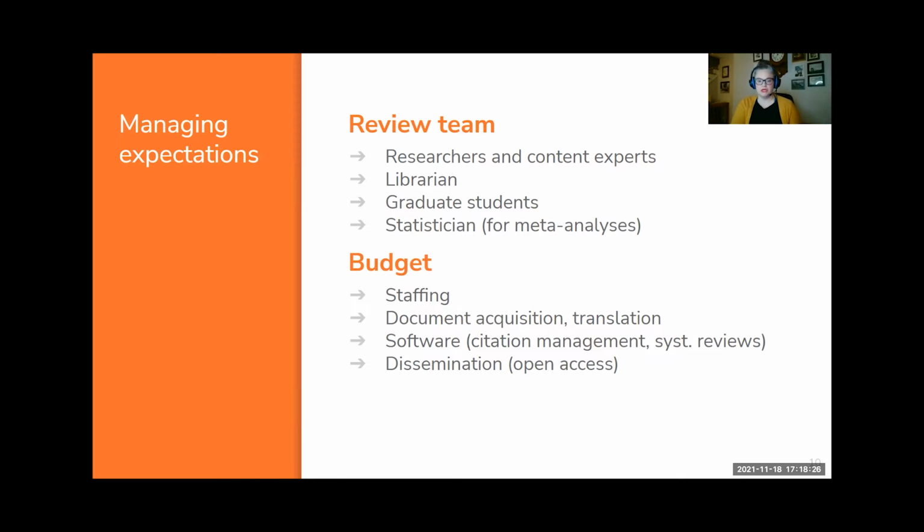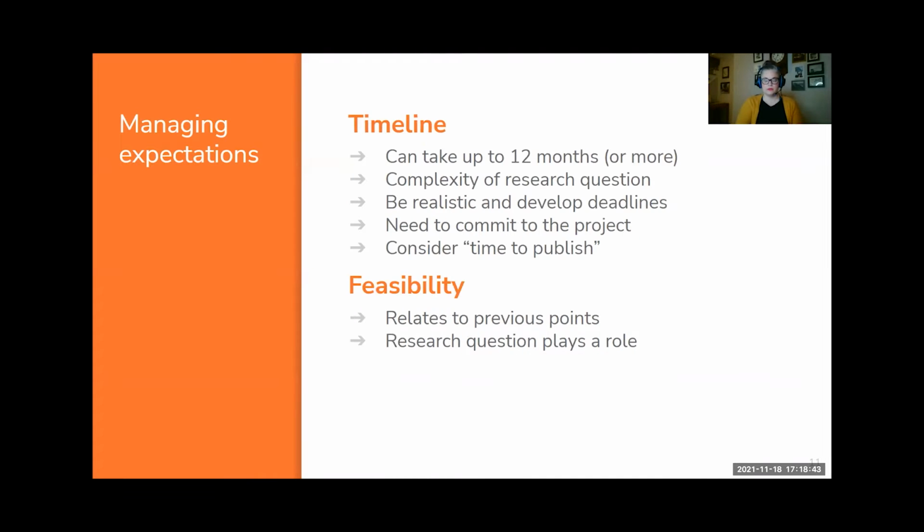And then the last one is dissemination. So oftentimes you want to submit it to an open access journal, but if it's open access, there could be a really high cost associated with that. So again, these are just things that you'll need to keep in mind as you're preparing a budget when you want to undertake this kind of knowledge synthesis project.